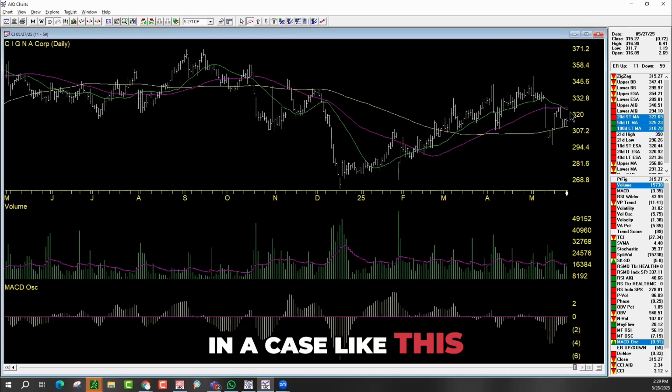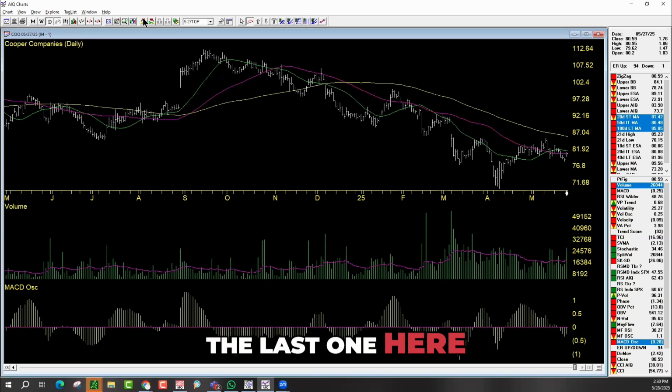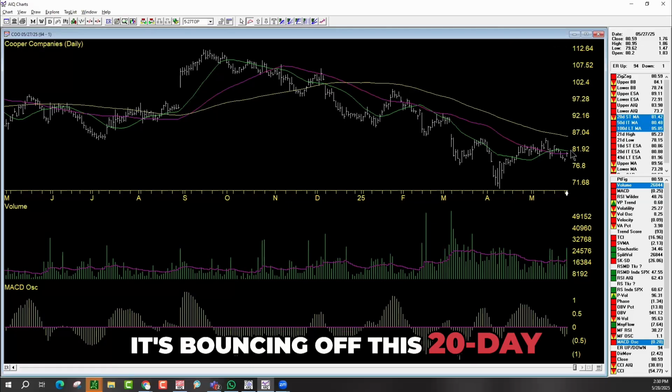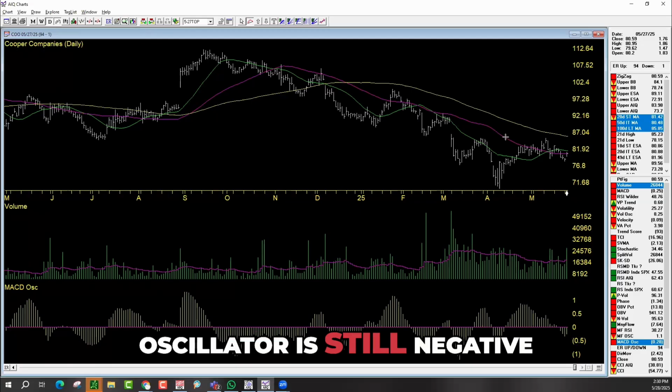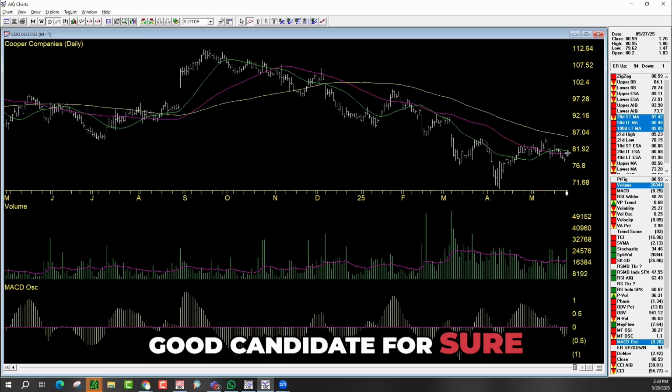In a case like this, maybe you'd wait until it bounced back up towards the 320, the 21-day, or the 20-day line actually. But you've got lots of room to the downside here, all the way down to the sort of 260 level. So that's a pretty good candidate too. The last one here is Cooper Companies. Remember, it's bouncing off this 20-day. And at this point here, great volume. Volume's really good. The MACD oscillator is still negative. So that's a pretty good candidate for sure.